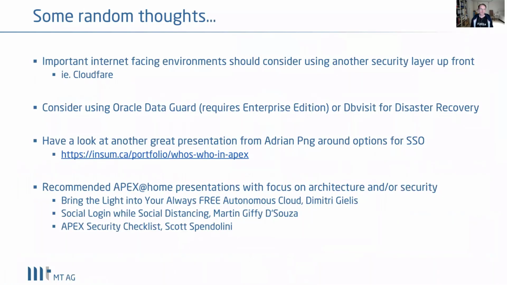Okay, so some final random thoughts I had. This presentation was not about security as such. There will be another one coming up. You see it on the bottom of this slide. This is the Apex Security Checklist by Scott Spendolini. So if you're interested in security, I would definitely watch that one.